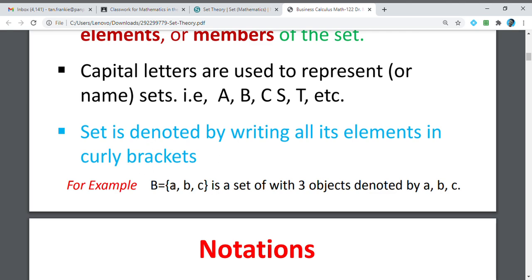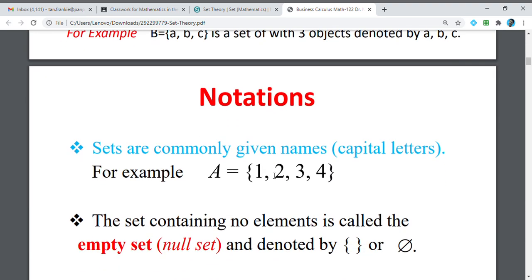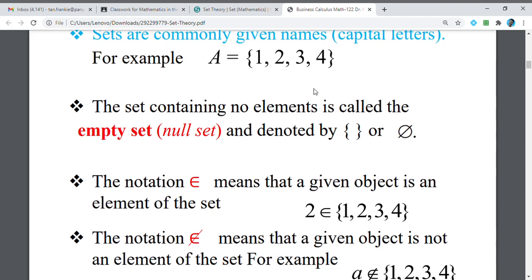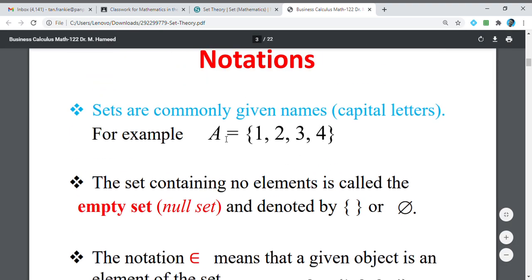So if you will be asked how many members or elements does set B have, then there are three objects, or there are three elements or three members of a set. Now there are different ways to represent a set. So sets are commonly given names and usually they are expressed in capital letters. So for example, we have this set A. Set A has four members and the members are 1, 2, 3, and 4. So again, a set is expressed in capital letters.